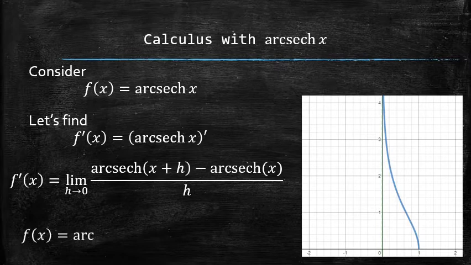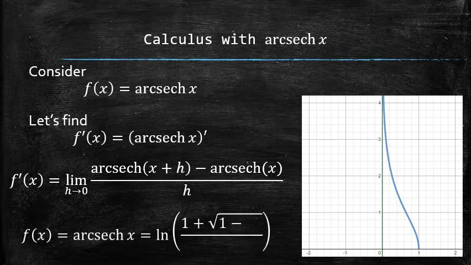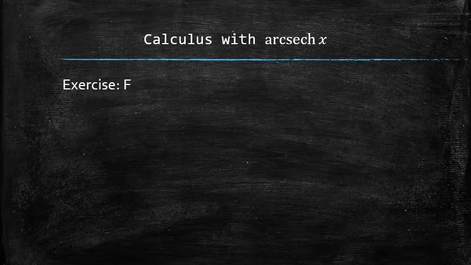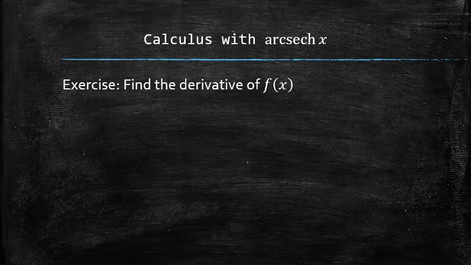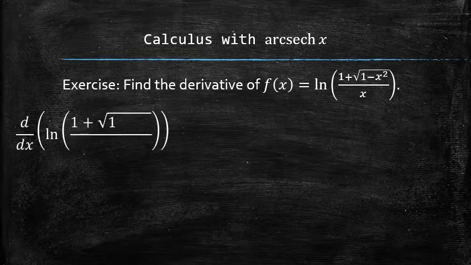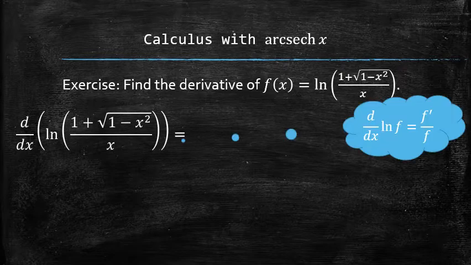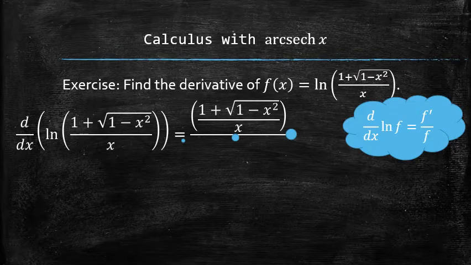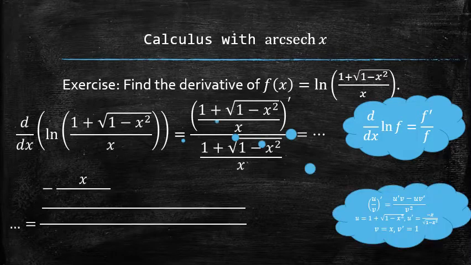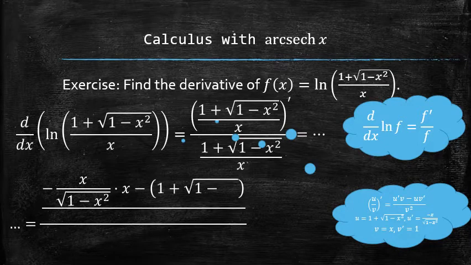But let's not forget the alternative definition of the hyperbolic arcsecant function. We can differentiate this function using the chain rule, which is particularly easy when applied to the natural logarithm function. Simplifying the expression produces a surprisingly nice result.